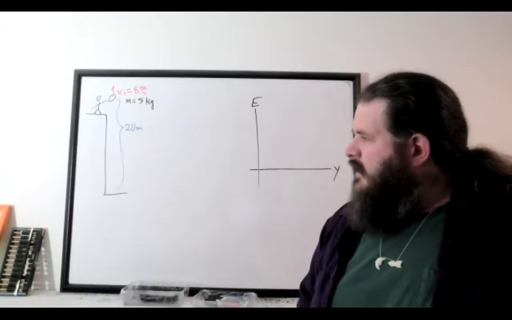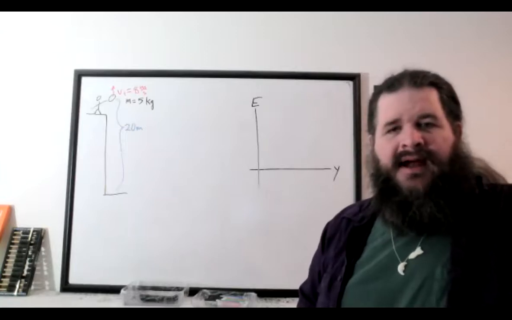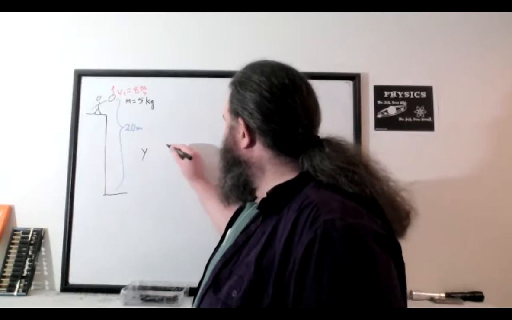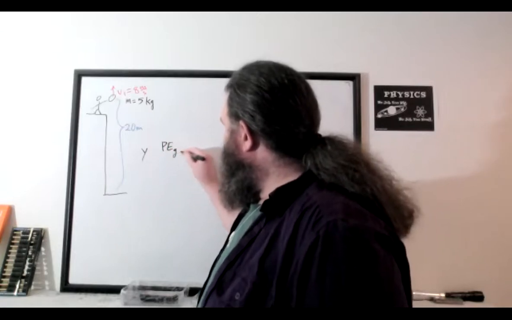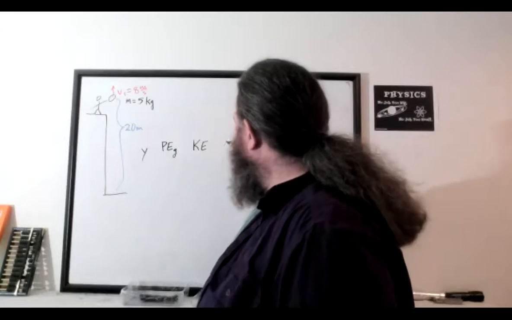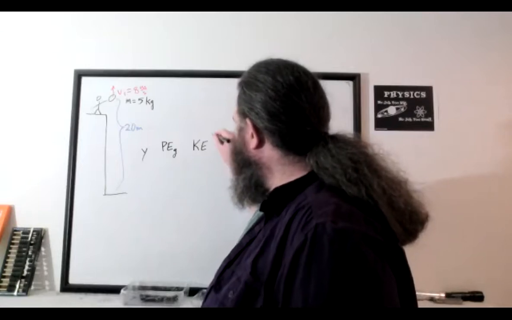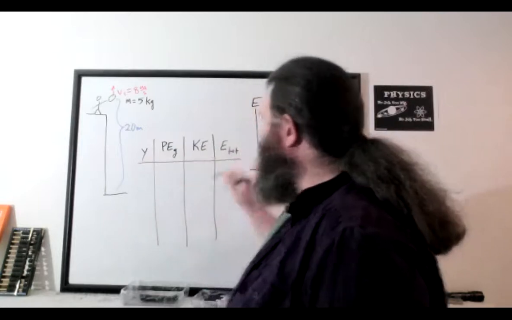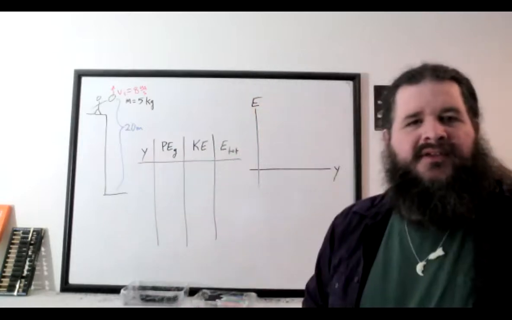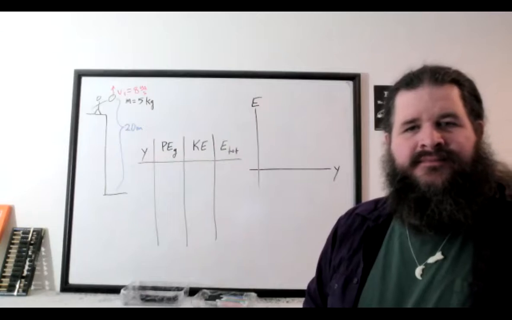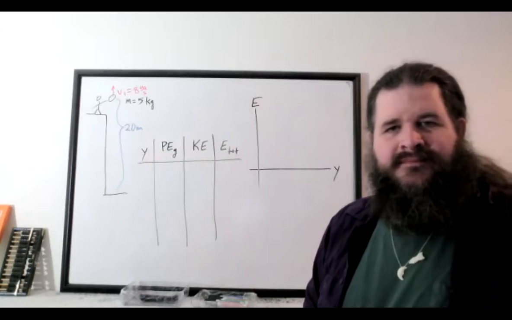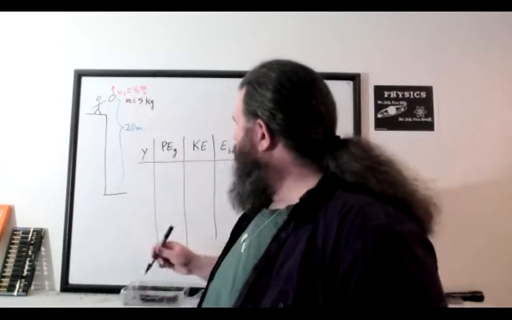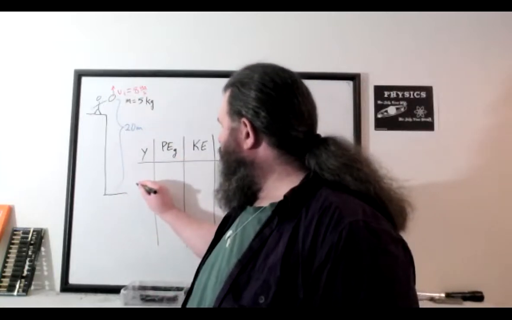So one thing we can do here is, if we want to be really precise about the graph, we can set up a data table. We want to compare height, potential energy of gravity, and kinetic energy. And also it's a good idea to work with E total as well, and a variety of different heights. What are some important heights we should be considering here? The initial height? Yeah, the initial height, 20 meters up. So we definitely want to consider y equals 20.